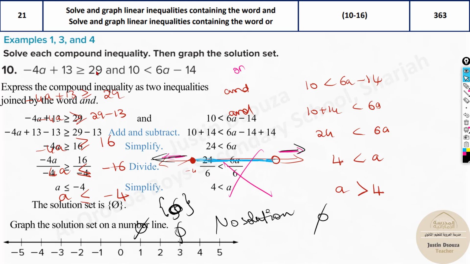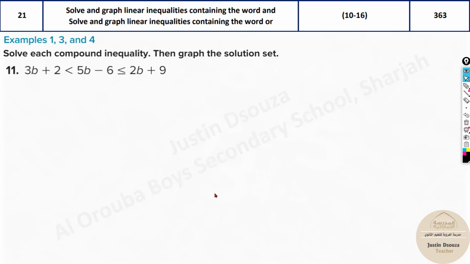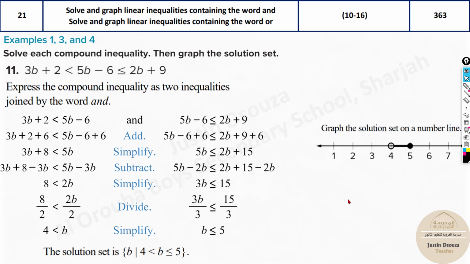And in "and", please be careful. It must be within. Let's look into one more problem over here. This has a solution. This is how it is for "and". It'll always be like this. Now here the same concept. We have done this before as well.